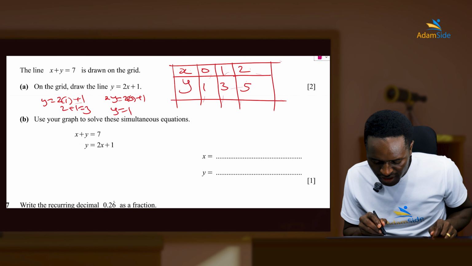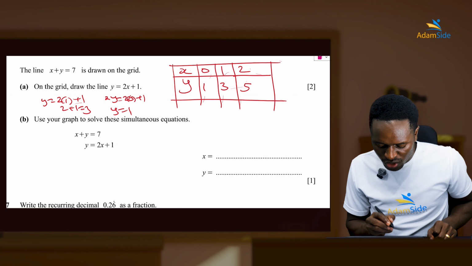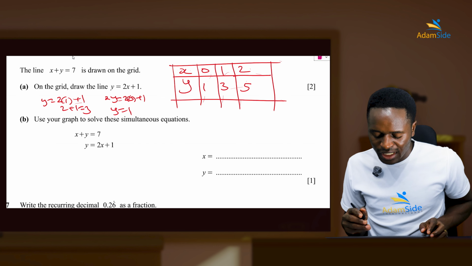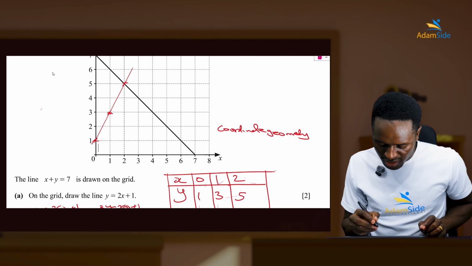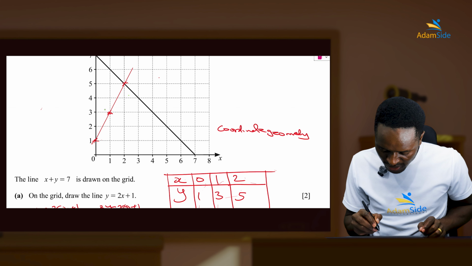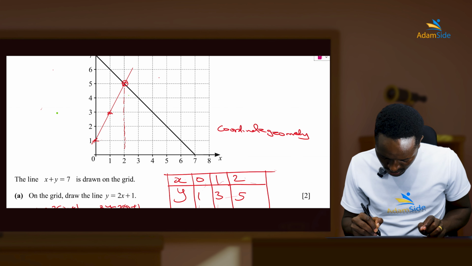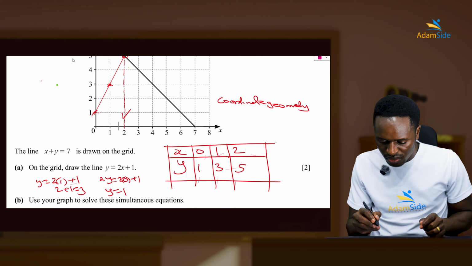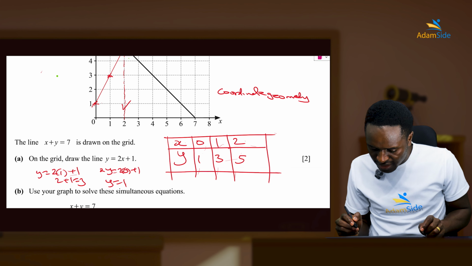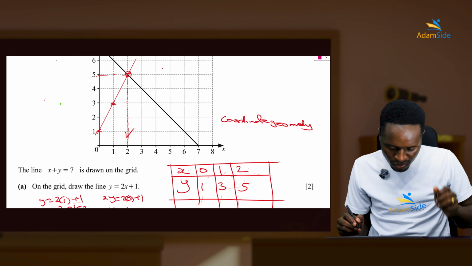And then you say, use the graph to solve the simultaneous equations x plus y is equal to 7 and y is equal to 2x plus 1. So here you look at the point of intersection, where the two lines meet. That's the point. So if you go down, you get that the value of x is 2, and then the value of y is 5.